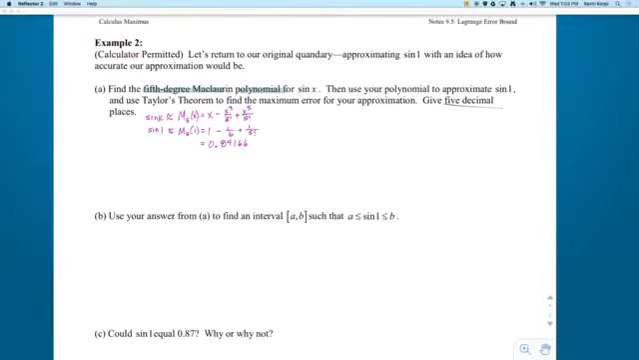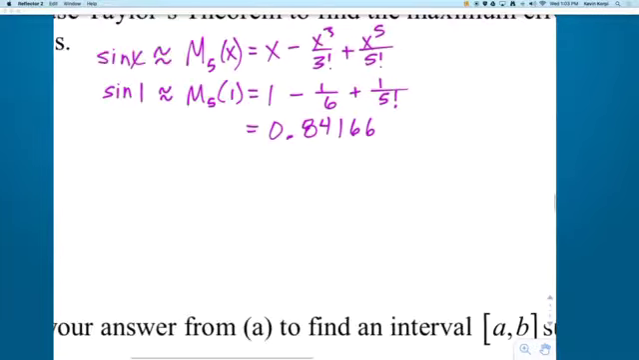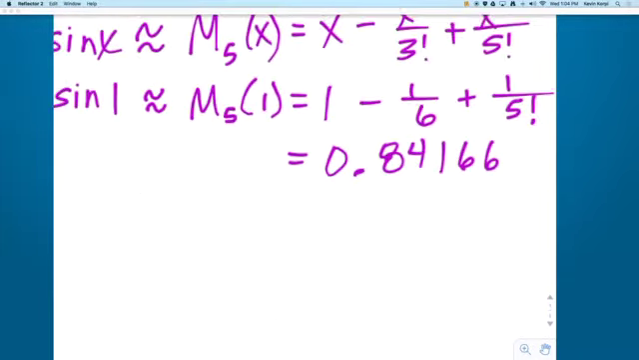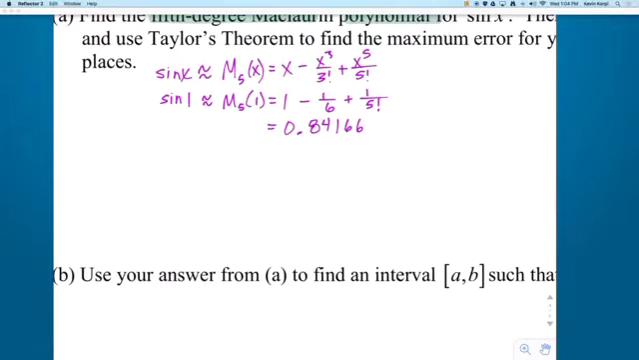Part B, use your solution from Part A to find an interval in which sine of 1 can actually live. So to do that, we're going to have to find a bound for the error. We're going to have to find the remainder, the maximum bound for the remainder. So here's what we're going to do. We just use a 5th degree polynomial. So that's n equals 5. So I'm going to do the work right here where I can see it.